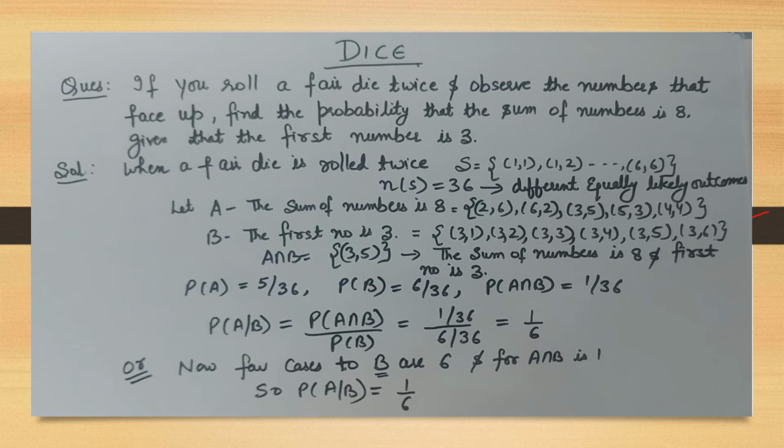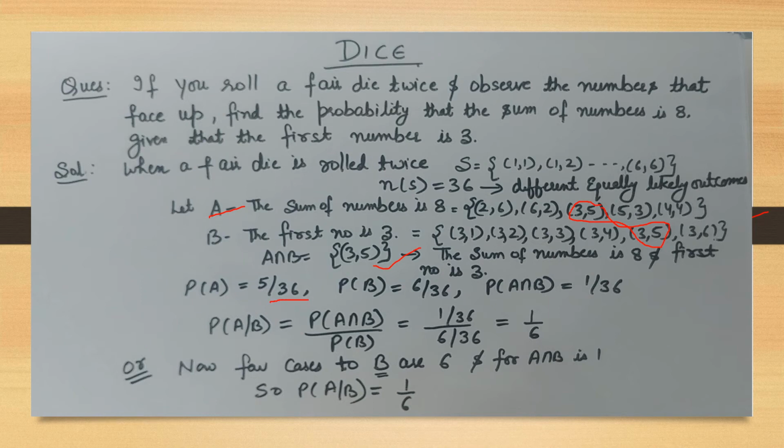For the sum of numbers being 8, the possible cases are 2,6, 6,2, 3,5, 5,3 and 4,4. And for the first number being 3: 3,1, 3,2, 3,3 and up to 3,6. Out of these, how many are in the intersection, meaning the sum of numbers is 8 and the first number is 3? Only one favorable case, which is 3,5. This is the only common case for the intersection. So what is the individual probability of A? That is simple probability: 5 cases are favorable and the total is 36, so 5 by 36.